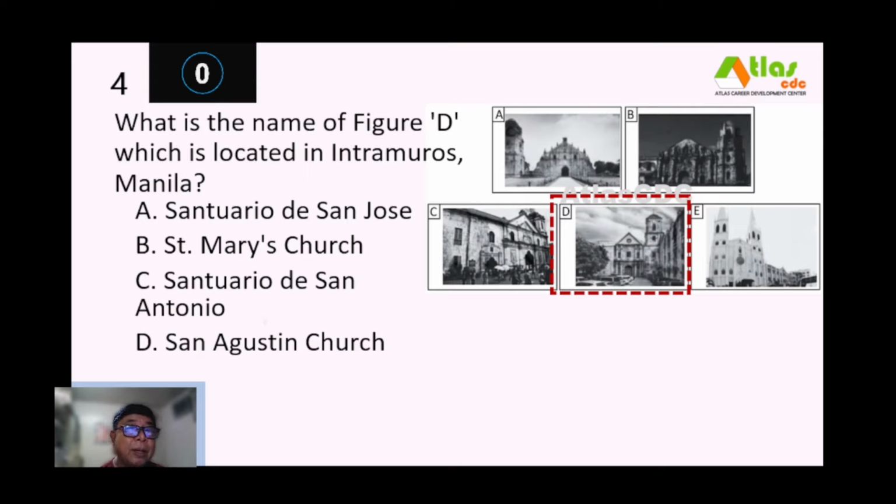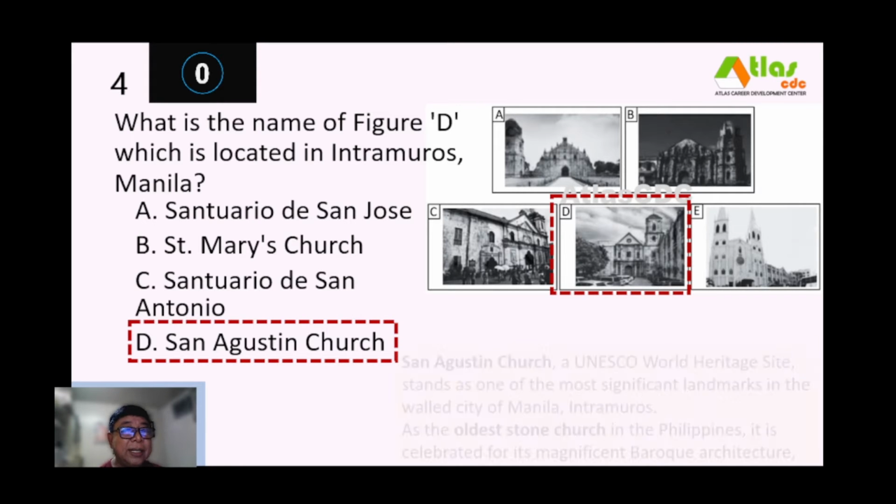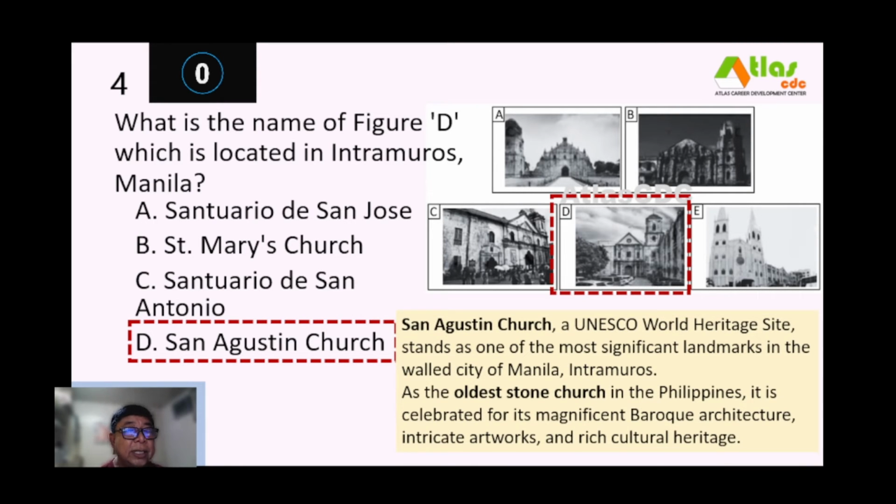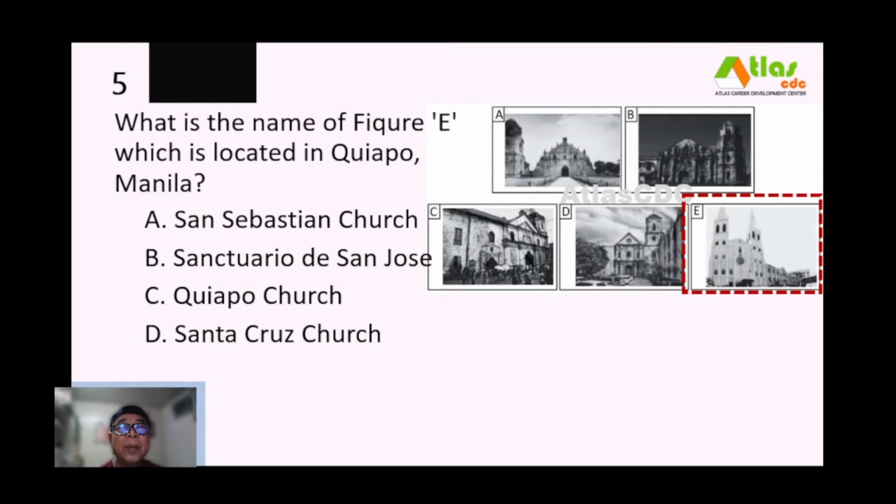And our correct answer is letter D, San Agustin Church. So San Agustin Church is a UNESCO World Heritage Site, and stands as one of the most significant landmarks in the walled city of Manila, Intramuros. As the oldest stone church in the Philippines, it is celebrated for its magnificent Baroque architecture, intricate artworks, and rich cultural heritage.